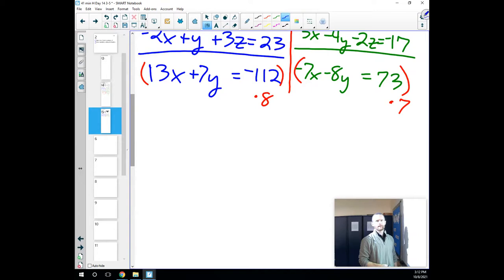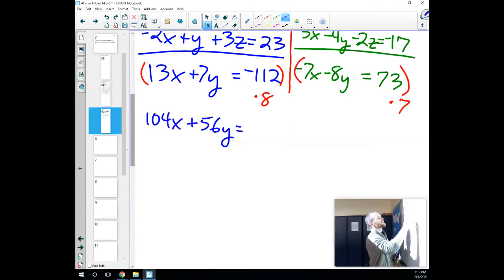Let's take a look. So 8 times 13, that's 80 and 24, that's 104. I'm definitely double checking myself. I don't want to make a mistake this far into the video. So we've got 104x plus 56y. That one's not too bad. Equals negative 880, negative 896. I'm double checking myself though. 112 times 8, 896. Okay, so far so good.